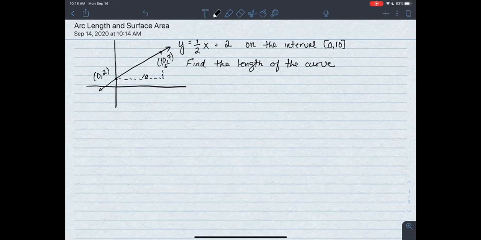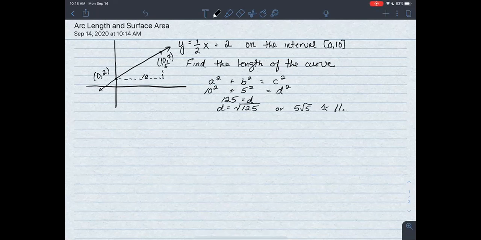Okay. The Pythagorean theorem says a squared plus b squared equals c squared if I had a right triangle. And I do. So 10 squared plus 5 squared is that length squared, 125. So my distance is the square root of 125, or 5 root 5. Or if we were calculating, 11 point something, I don't know what it is. The square root of 121 is 11 though, so it's 11 point something.